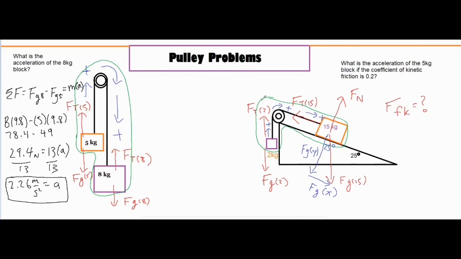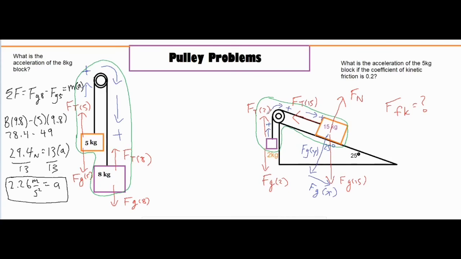So I made my system both of the masses, just like I did with the previous one. And I have a couple forces going on. So what I want to do is look at, again, which forces are external in the system.